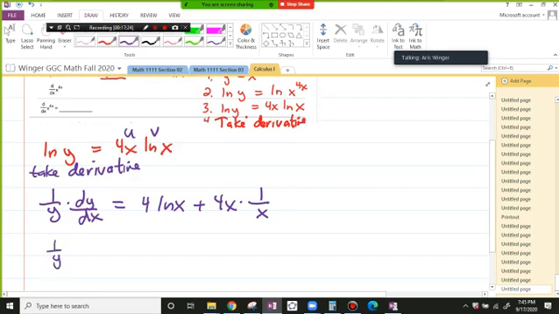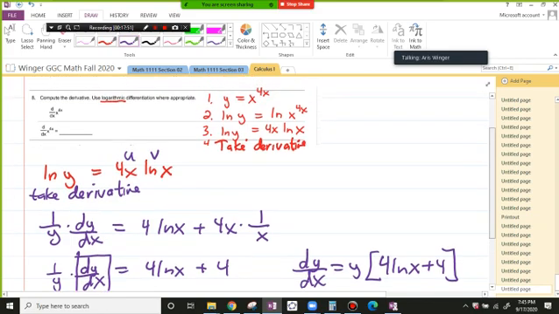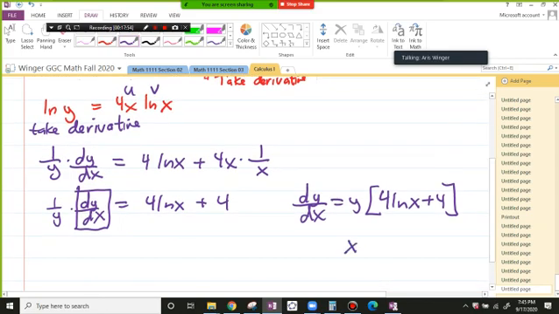So 1 over y times dy/dx is equal to 4 natural log of x, and then 4x times 1 over x is 4x over x. The x cancels. That's 4. I'm solving for this. Currently it's dividing by y, so I just multiply y on both sides. So dy/dx is equal to y times (4 natural log of x plus 4), and we'll just remember that y was x to the 4x. x to the 4x power times (4 natural log of x plus 4).